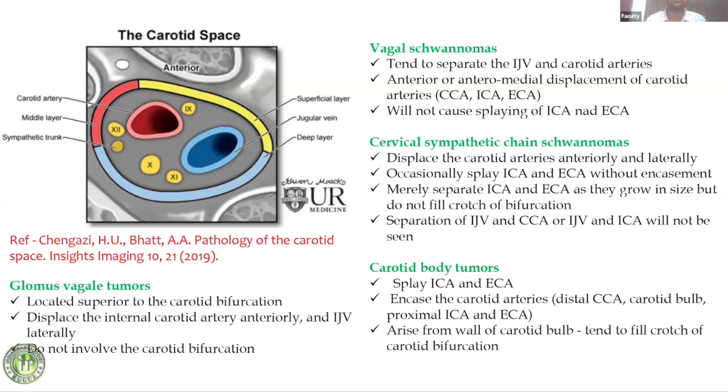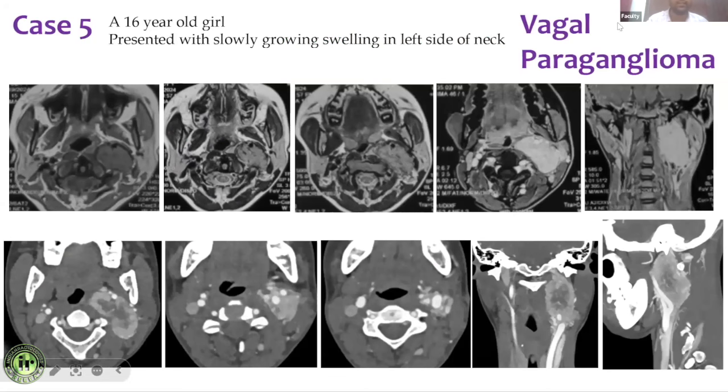Then you characterize whether it is a schwannoma, benign offset tumor, or paraganglioma, and if it is a schwannoma, then what is probably the nerve of origin you can define on that of the images. So this is another case.